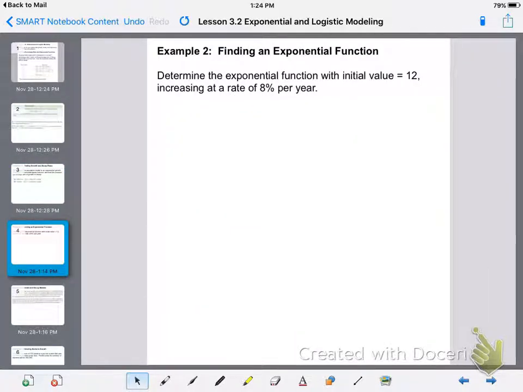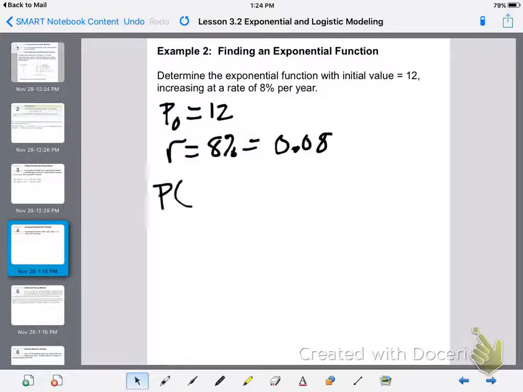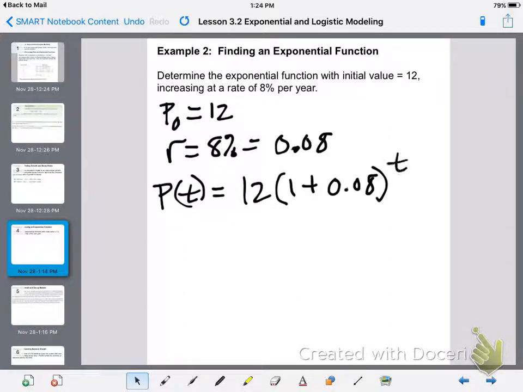Now it says determine the exponential function with initial value 12 increasing at a rate of 8% per year. Initial value, that's P naught, that's 12. Our rate is 8%, but we can write that as 0.08. I have a hard time making decimal points on this thing. So P of t, we just apply our formula from a couple slides ago. So it's 12 times 1 plus 0.08 to the t power.